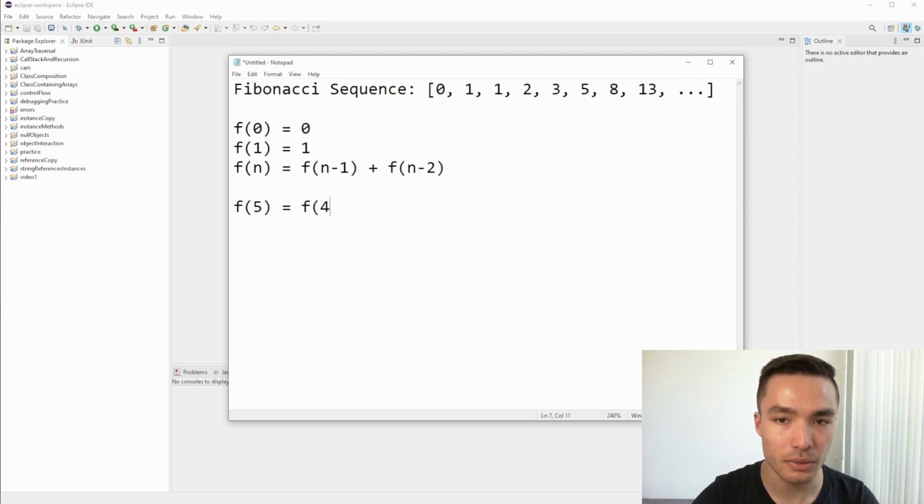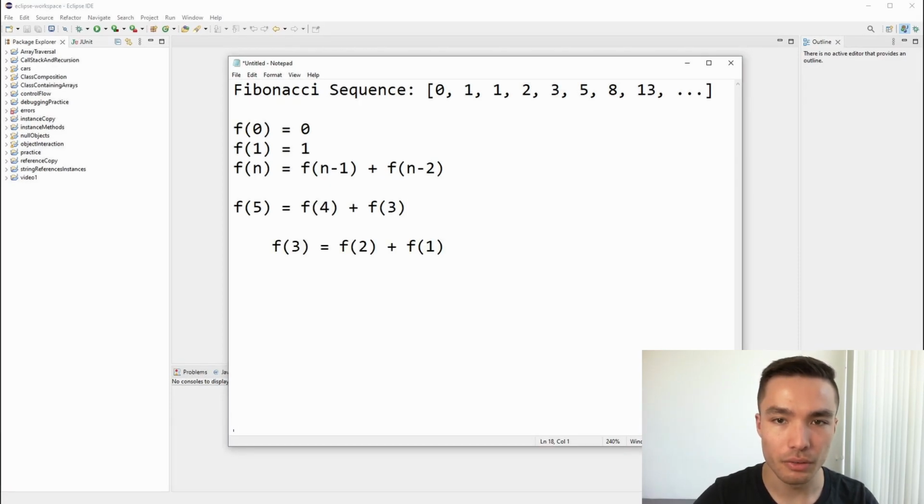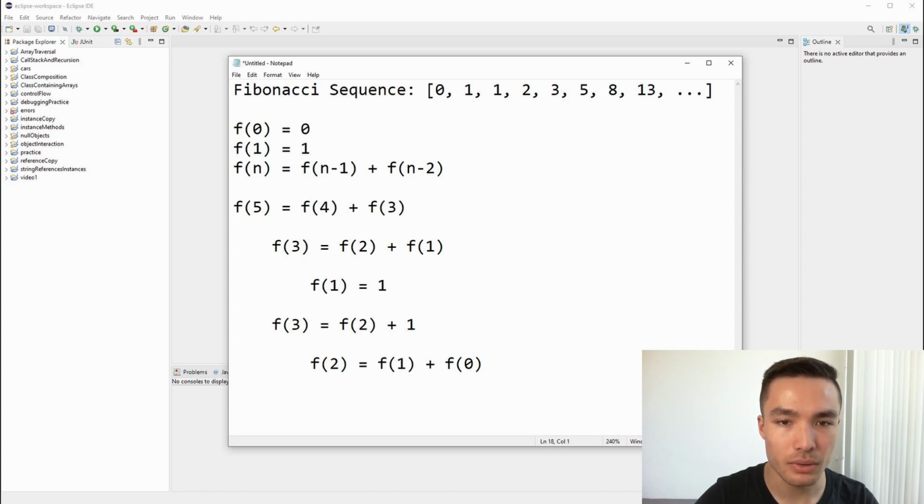write f of 5 equals f of 4 plus f of 3. We need to first find f of 3, which is f of 2 plus f of 1. We know that f of 1 is 1, so we can substitute that in, getting f of 3 equals f of 2 plus 1. We now need to find f of 2, writing f of 2 equals f of 1 plus f of 0. We can then sub in the base cases to get f of 2 equals 1 plus 0, which means f of 2 equals 1.